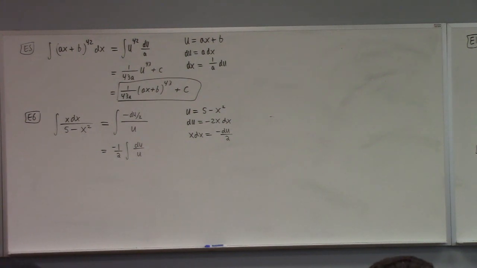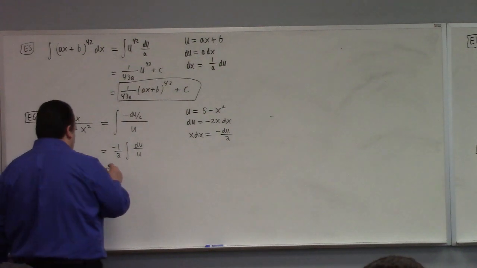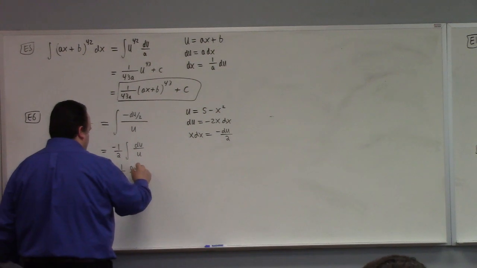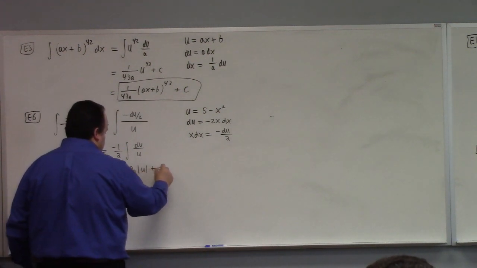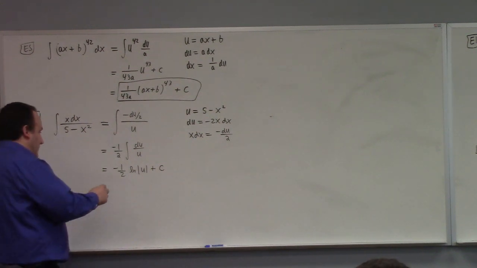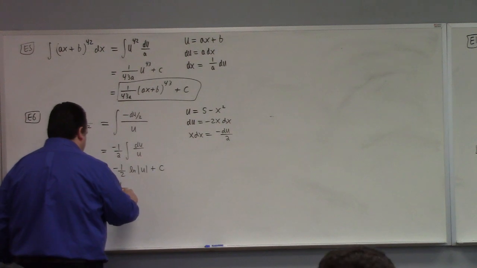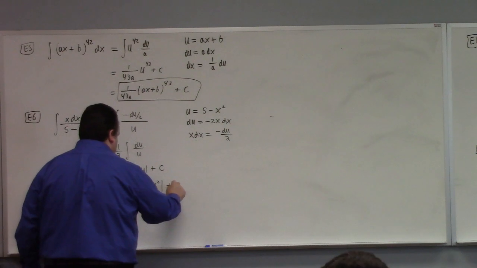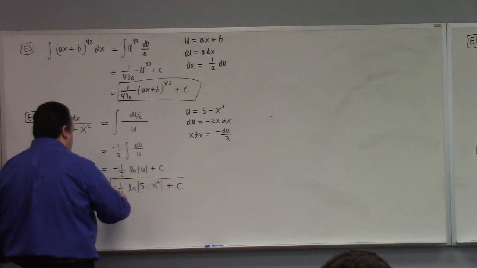And how do you integrate that? u plus c? No. How about minus 1/2 natural log of the absolute value of u plus a constant, right? Because we've got the 1 over u function here. So natural log of the absolute value. But we want our answer in terms of x. So I have minus 1/2 natural log of the absolute value of 5 minus x squared plus a constant. And there you go. We could write the answer just like that if you like.